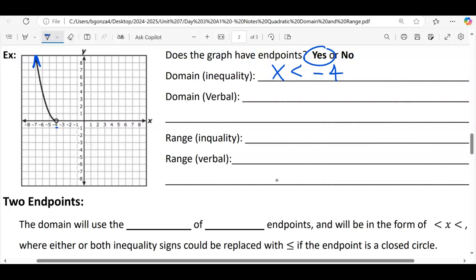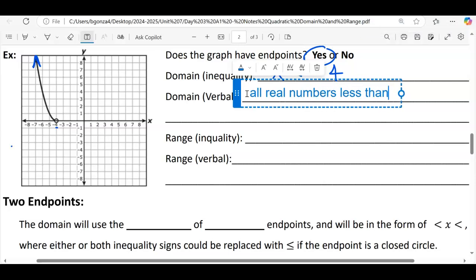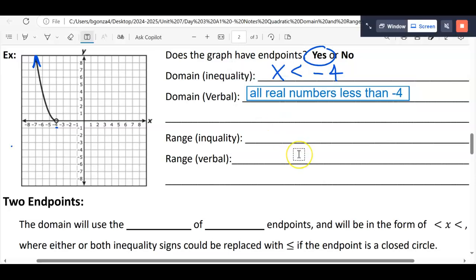Should I underline the less than sign? The endpoint is an open circle, and we said open circle means do not underline it. So that's actually done. How would I verbally say that? Well, it's all real numbers, of course, that are less than -4. That is my domain. It starts at the endpoint, -4, goes to the left, less than, not equal.